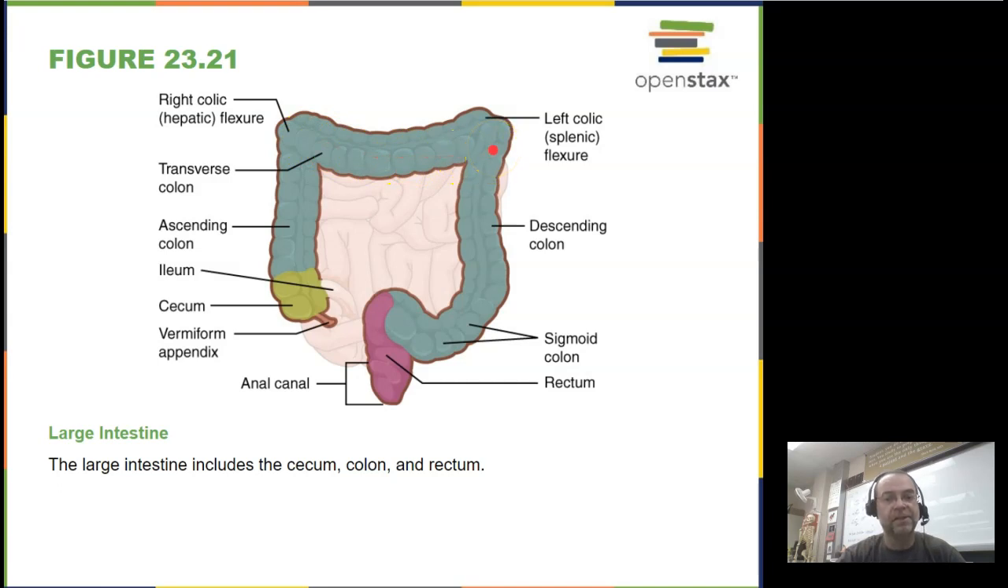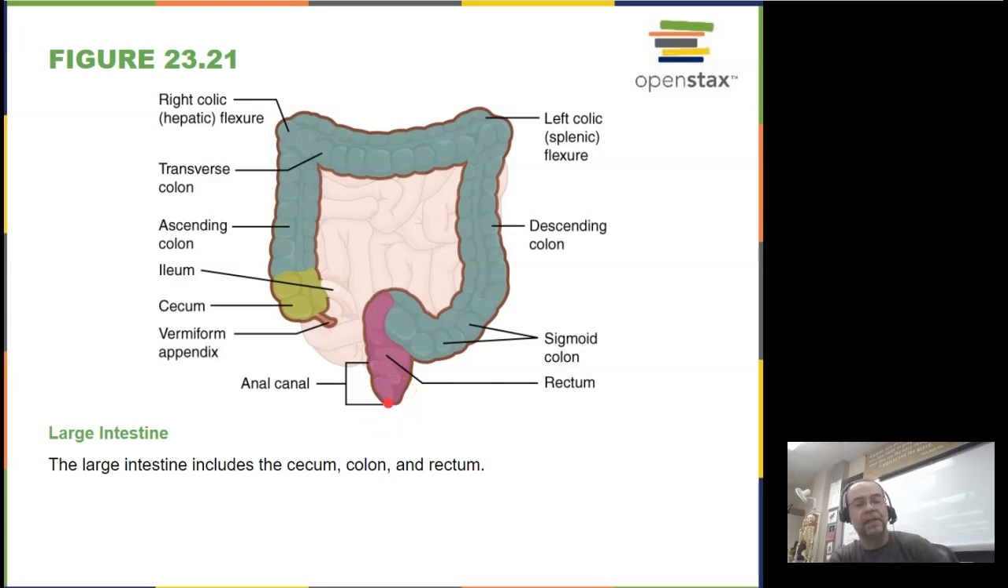And then we have the descending colon, which surprisingly enough descends. And it comes down the left side of the peritoneal cavity. And then we have the sigmoid colon in the shape of an S here, the rectum, which holds the fecal matter, and then the anal canal and the anus.